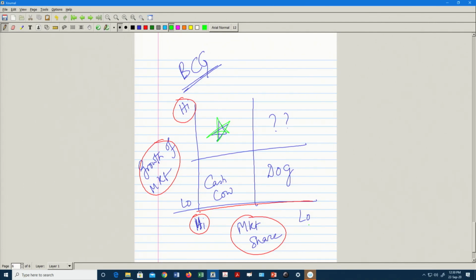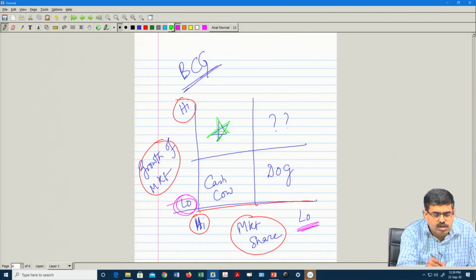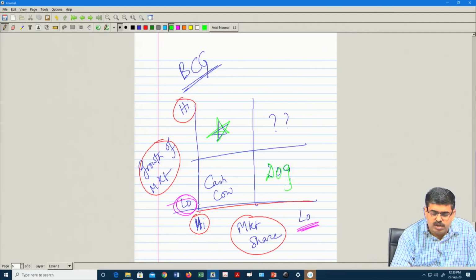Take the other extreme: the market growth is low and your share in the market is also low. There is no point in staying in this market anymore. So, you are a dog.